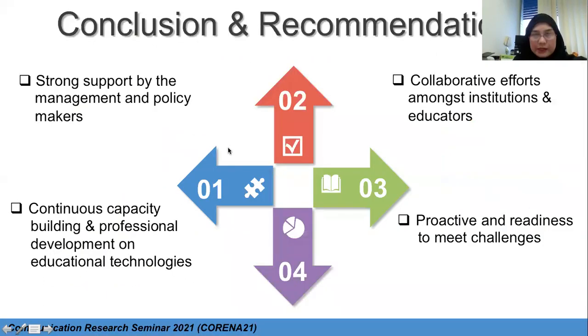So my conclusions and recommendations for my study are that we need strong support by management and policymakers to help Bruneians be more aware of digital literacies. Also, hopefully we can propose more continuous capacity building and professional development on educational technologies. And of course, to have more collaborative efforts amongst institutions and educators. And probably the most important part is to be more proactive and ready to meet challenges.